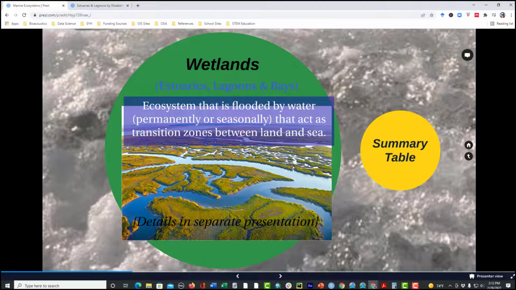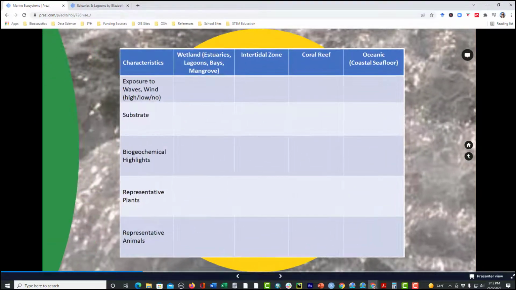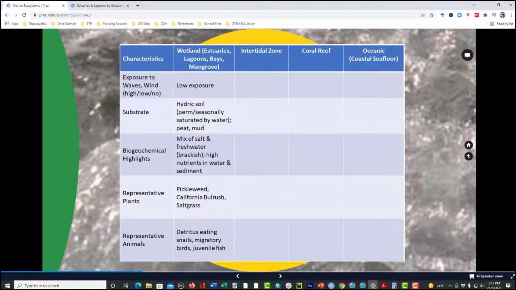However, I will direct you to this summary table. It's part of your activity for Bio 336, but you actually can use this as a means of helping you organize your thoughts regarding the differences between these different habitats. So for instance, in wetlands, lagoons, bays, and mangroves, we have these different characteristics that are going to be common across all these ecosystems, meaning they occur in each of those ecosystems. And you can use this presentation to fill in the details regarding these other types of ecosystems.